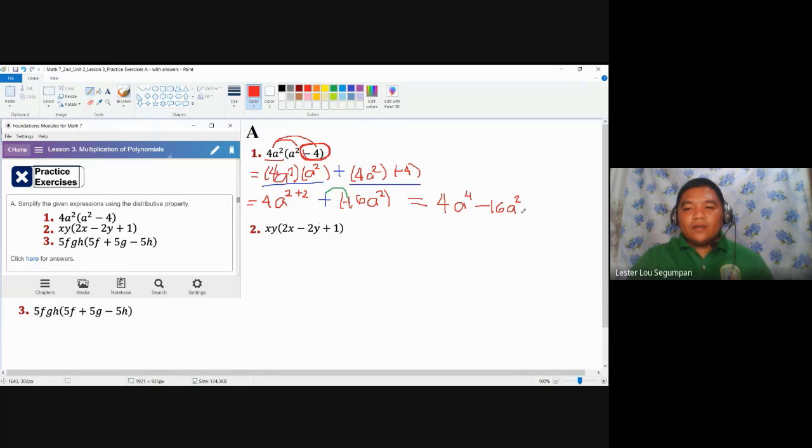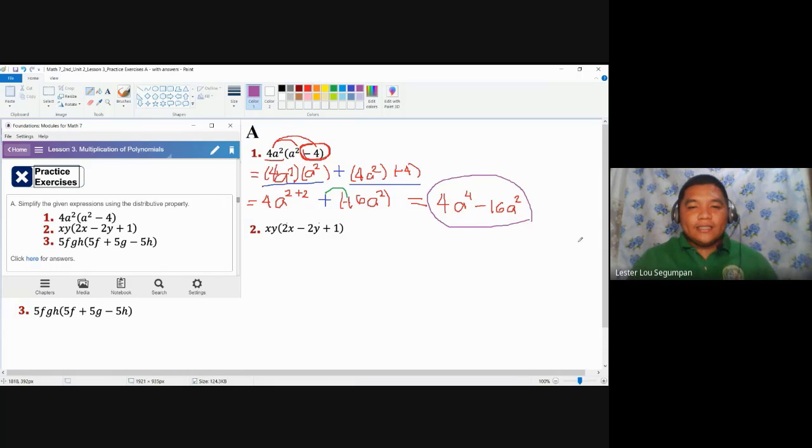squared. As you can see, the terms in our result have literal coefficients a to the power 4 and a squared. They are unlike, therefore we cannot subtract them. This is now our final answer. Okay, this is the answer for number 1.